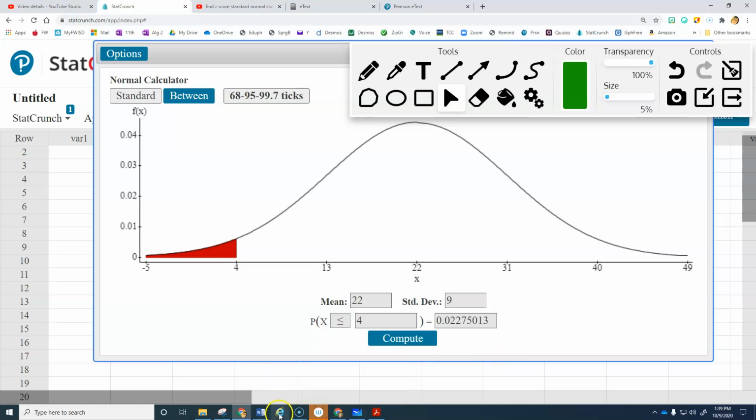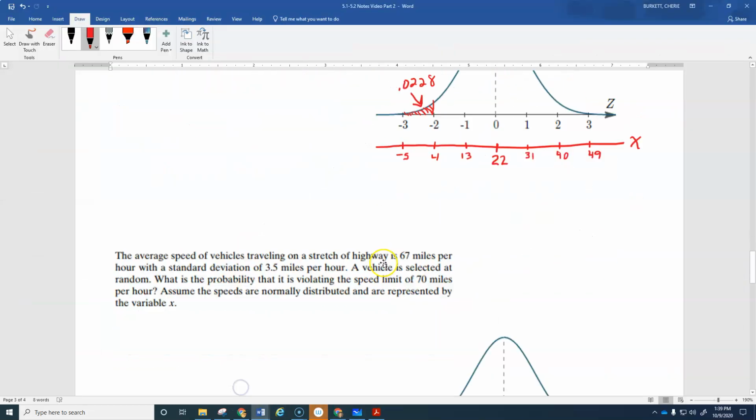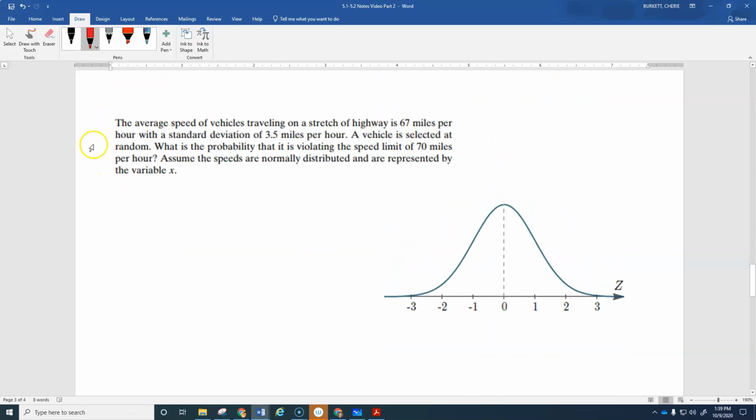Let's go back to the other question. This one says the average speed of vehicles traveling on a stretch of highway is 67 miles. So that's your mean. Your mean is 67. So on your x-axis right underneath here, this is going to be 67. With your standard deviation is 3.5. And so you fill this out. I'm about to go to StatCrunch, and they're going to fill it out for me. The standard deviation is 3.5, and they want a vehicle.